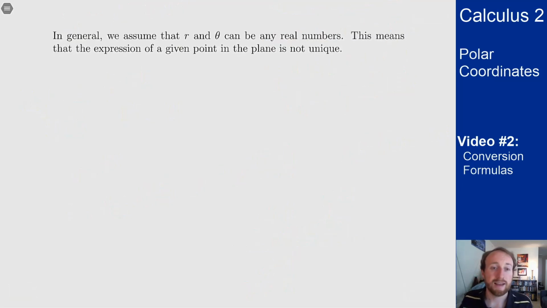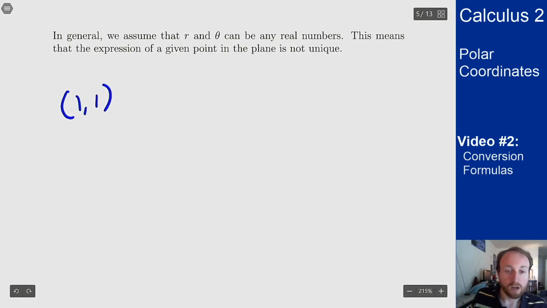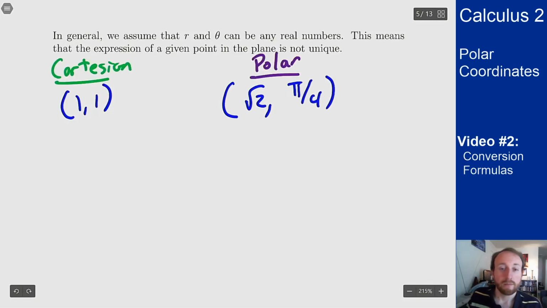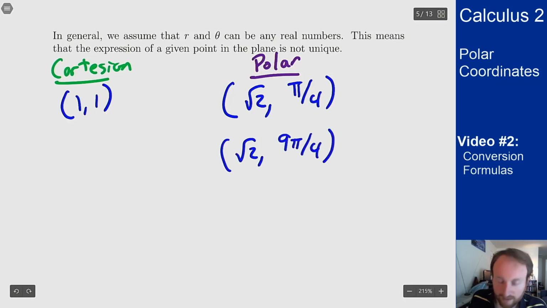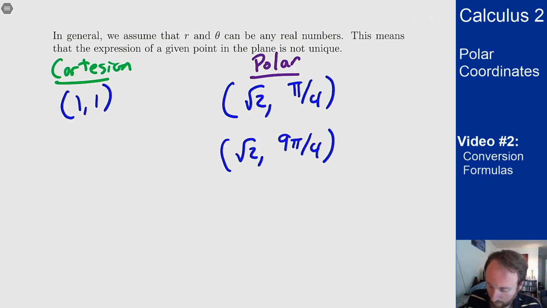So in general, we allow r and theta to be any real numbers, not within a certain range. But that means that for a given point, there are many different ways you can write it in polar coordinates. Let's go back to our point (1, 1) from before. We saw in the example before, this is root 2 and pi over 4 in polar coordinates. But how else could I write this point? Well, if I go just 2 pi further, say root 2 and then 9 pi over 4, that gets me the same point.